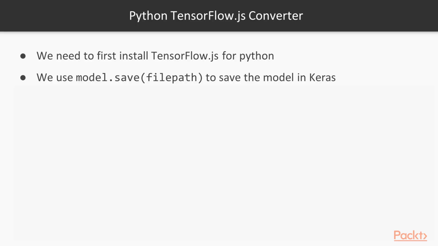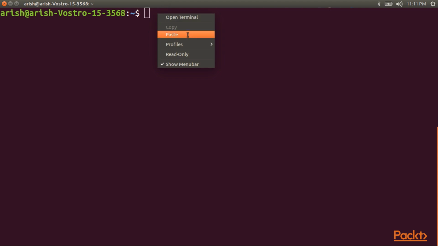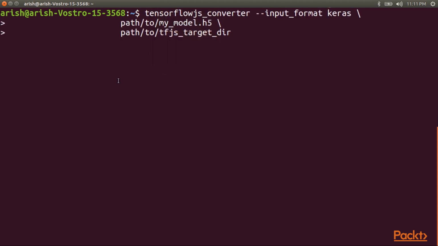Next, we use model.save(filepath) to save the model in Keras. After the model has been saved in Keras, it contains both the model as well as the weights. We then enter this command to convert the saved Keras model into a TensorFlowJS model. Here, we are assuming that the model is saved in an HDF5 format, and the name of the model is my_model. We are converting it to a TensorFlowJS model called tfjs_target_dir.